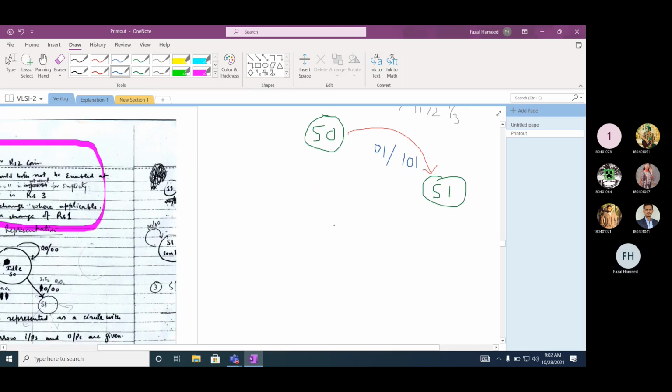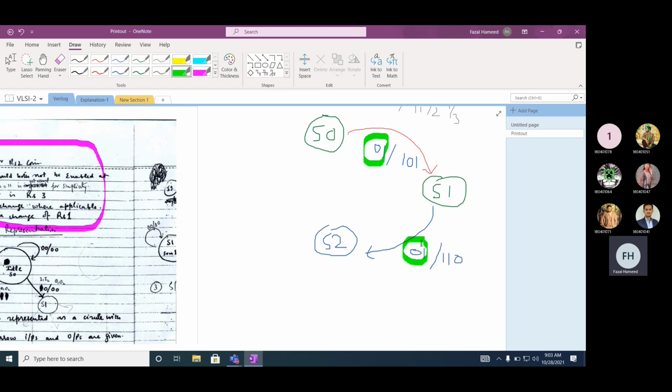Now let's assume we have a state S2. What does it imply? Let's assume that the input is 0, 1 and the output is 1, 1, 0. So the system will make a transition from state S1 to S2 when the input is 0, 1. Now, if you look at both cases, here the input is 0, 1 and here the input is 0, 1. But in the first case the output is 1, 0, 1. In the second case the output is 1, 1, 0.